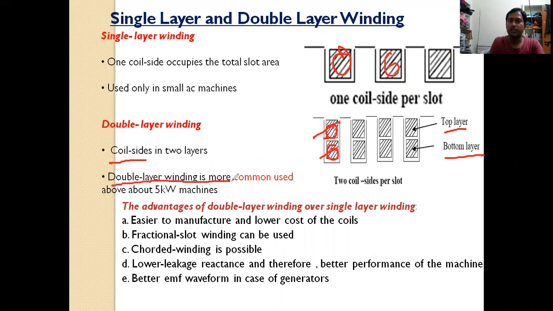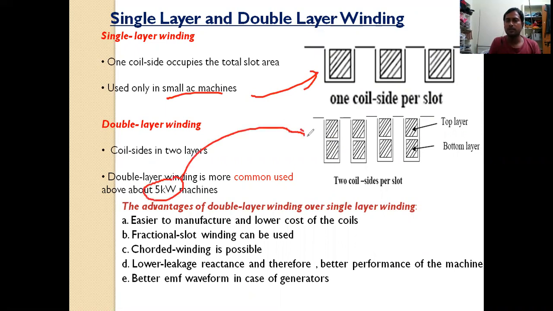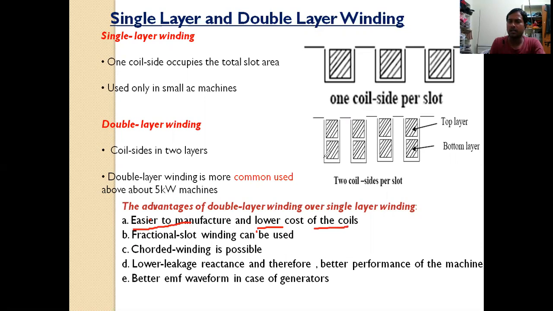This double layer winding is more commonly used above 5 kilowatts. I already told you, small AC machines use single layer winding, and above 5 HP, double layer winding is used. The advantages of double layer winding: it is easier to manufacture and has a lower cost of the coil. Simply by changing the coils, by placing an extra coil, we are increasing the capacity of the machine, so manufacturing is very easy.